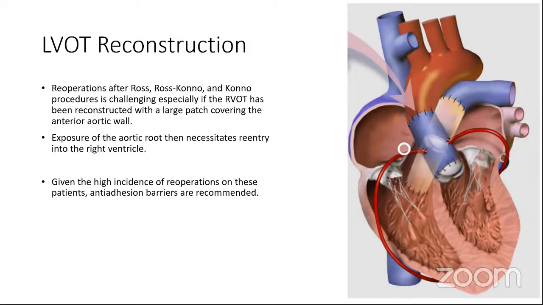Reoperations after Ross or Ross-Konno or Konno procedures are challenging, especially if the right ventricular outflow tract has been reconstructed with a large patch, because this patch usually covers the anterior aortic wall. So the exposure of the aortic root necessitates re-entry into the right ventricle. Given the high incidence of reoperations on these patients, anti-adhesion barriers are recommended.